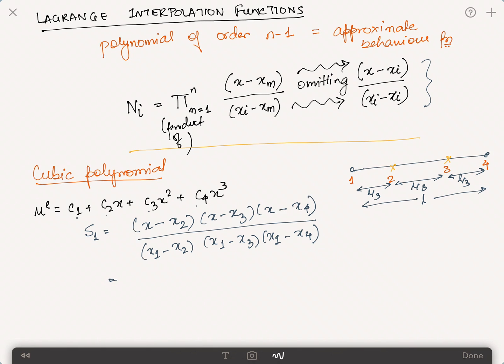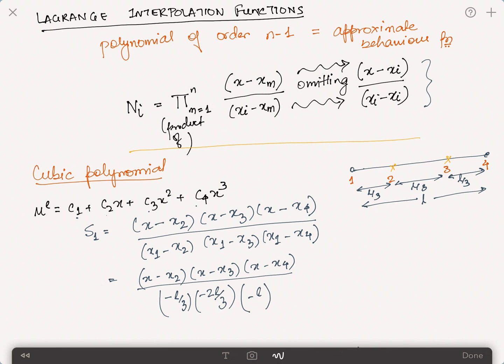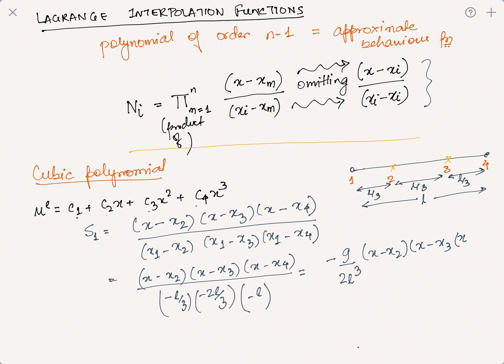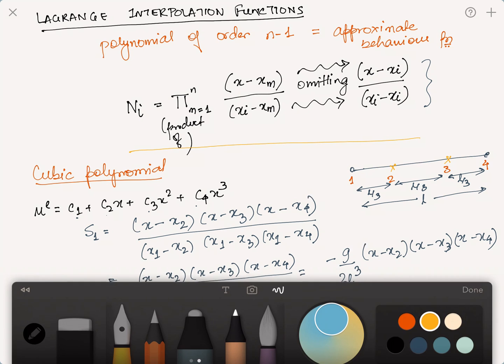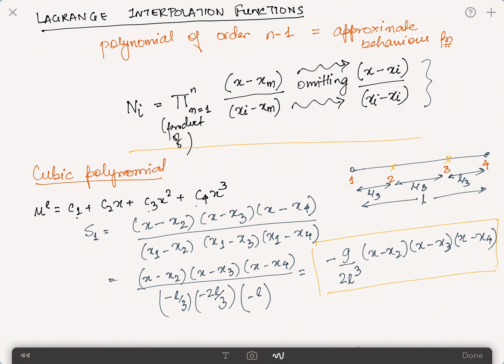So now we know the definition, we can substitute it here. I will have x minus x2, x minus x3, x minus x4, divided by x1 minus x2, which is equal to minus L by 3, also in terms of direction, x1 minus x3, which is equal to minus 2L by 3, and x1 minus x4, which is equal to minus L. So if I put all this together, I will get minus 9 by 2L cubed, times x minus x2, x minus x3, x minus x4, as my final shape function for degree of freedom 1.